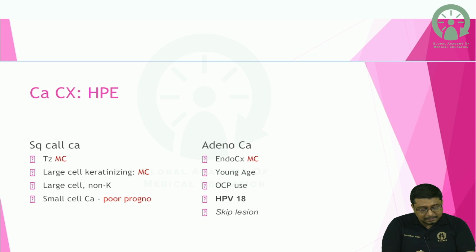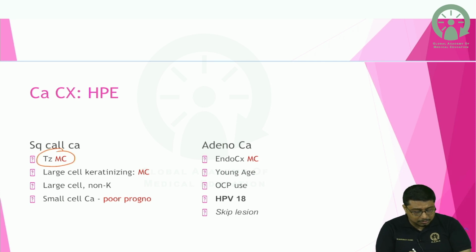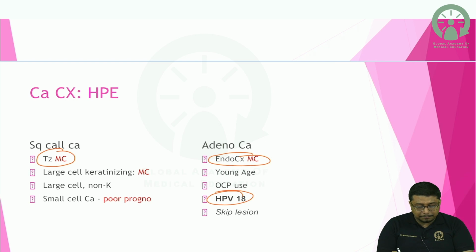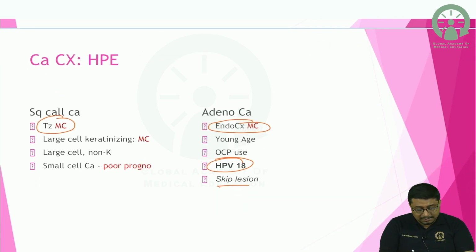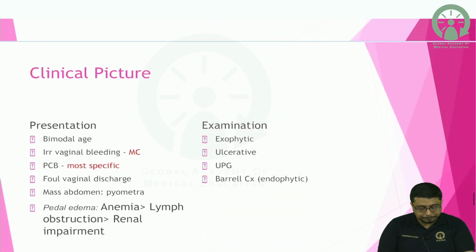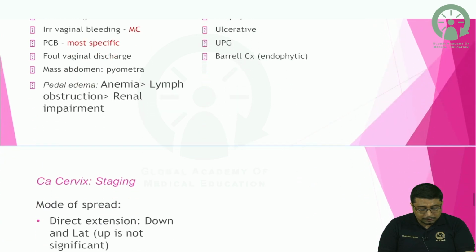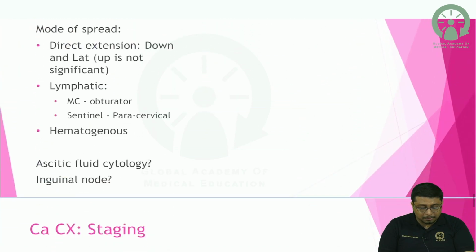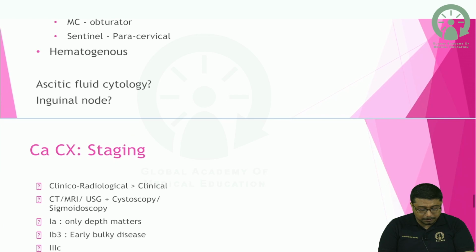So squamous cell carcinoma most commonly arises from the ectocervix or the transitional zone, and adenocarcinoma is most commonly HPV-18 related and most commonly from the endocervix. Remember, skip lesion is seen in adenocarcinoma. So clinical examination and all, I don't want to discuss at this point of time.